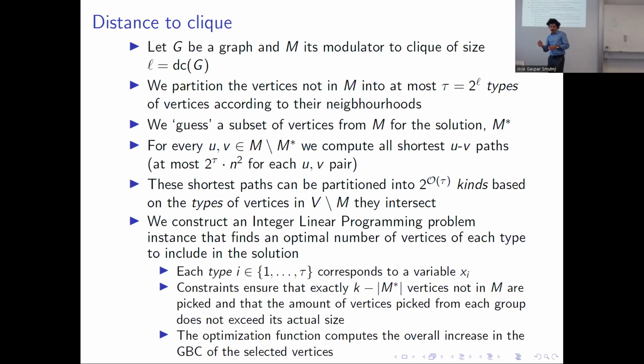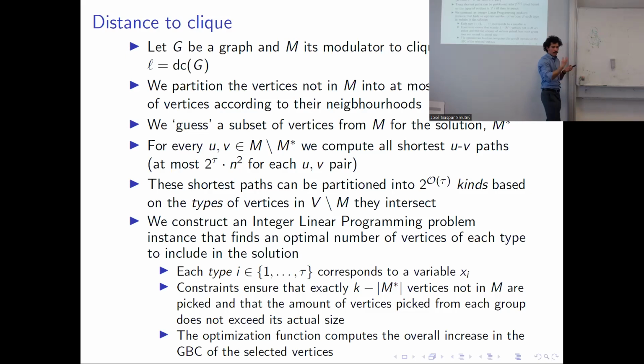Now, every single shortest path can be partitioned into 2 to the number of types kinds, based on the types of vertices that they contain. So if we have, here we have one type, and these ones are of the second type. So a shortest path may contain a vertex from this type and this type, or only this type, or only this type, and these are the combinations we are checking.